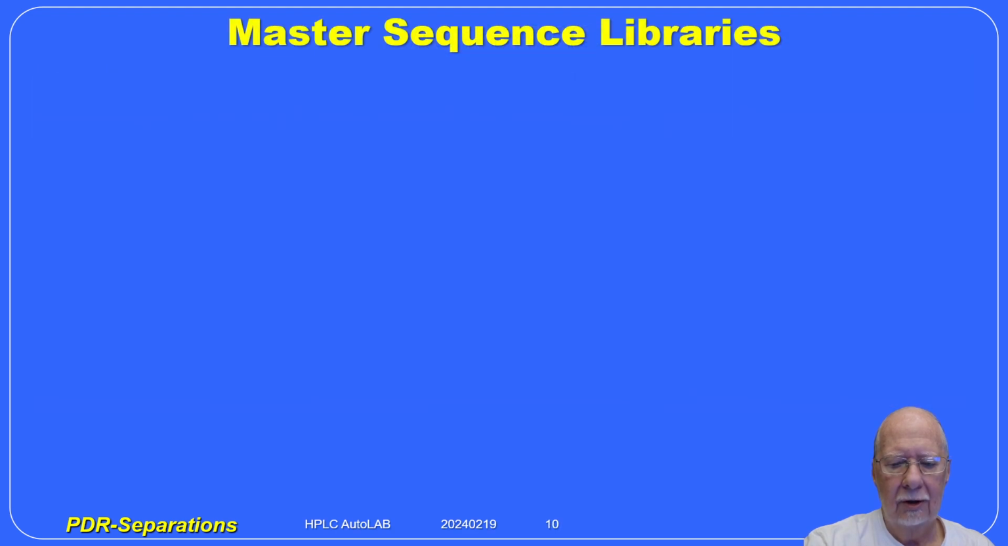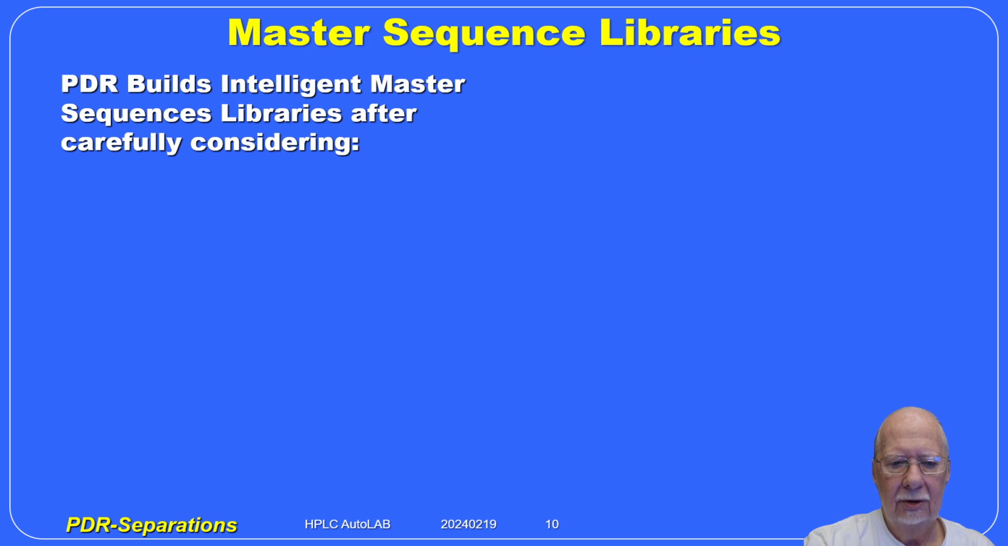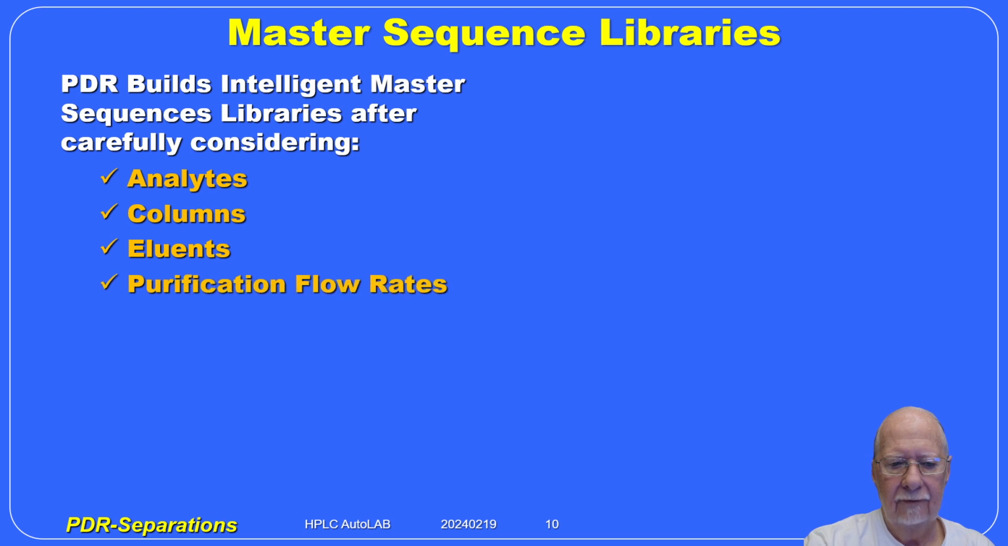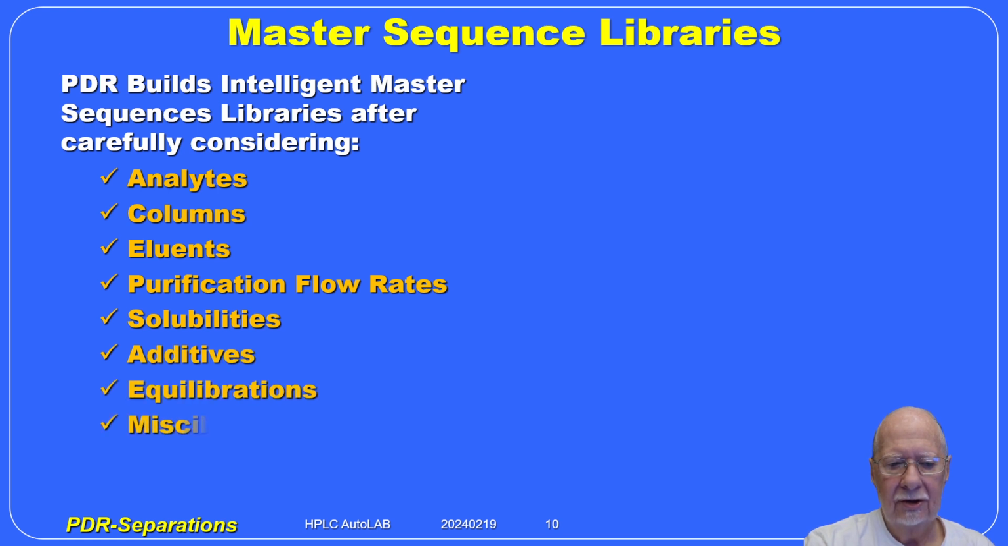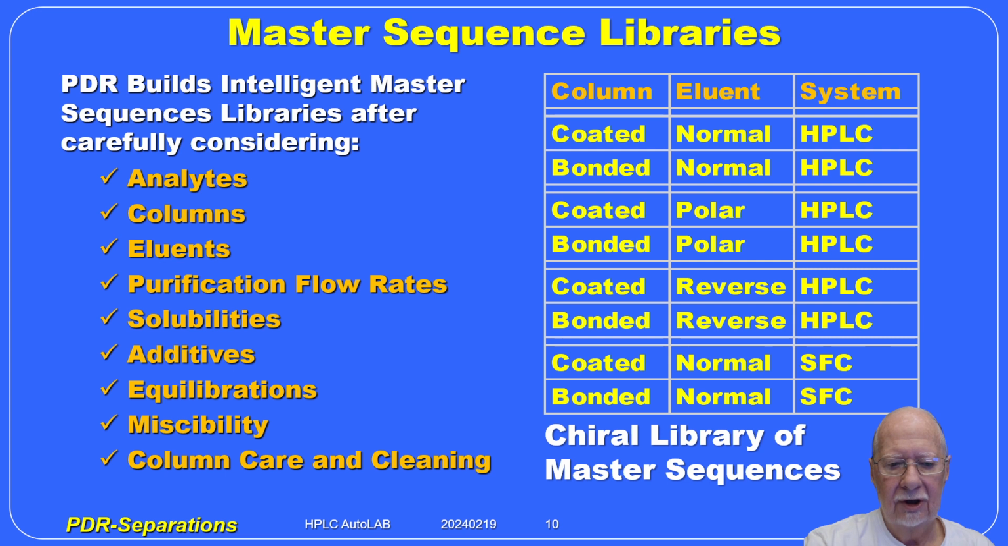Master sequence libraries. PDR builds intelligent master sequence libraries after carefully considering analytes, columns, eluents, purification flow rates, solubilities, additives, equilibrations, miscibility, column care and cleaning. Here is a chiral library of master sequences as an example.